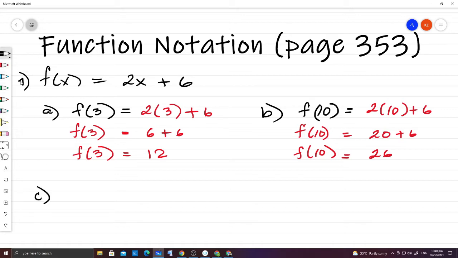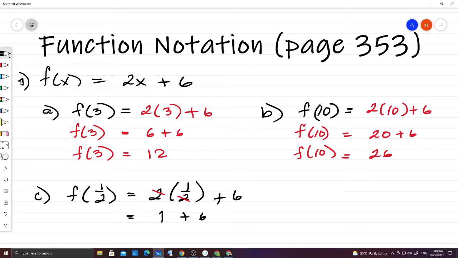Next, f of 1/2 is equal to 2 times 1/2, or you can use 0.5 if you want. Anyway, you can use a calculator if you want. Then I will do cancellation, 2 and 2. So we have 1 plus 6 is equal to 7.